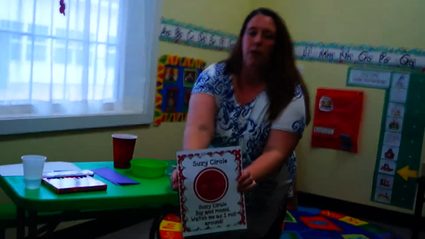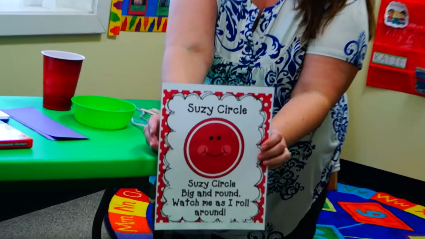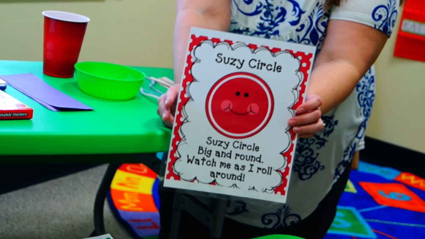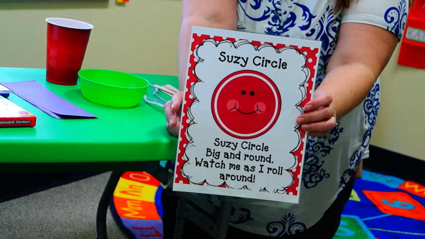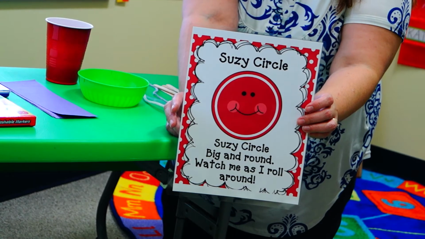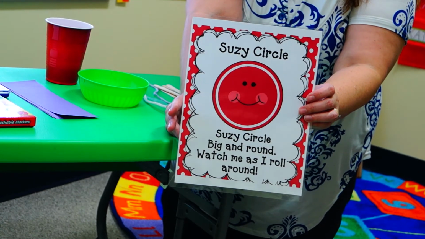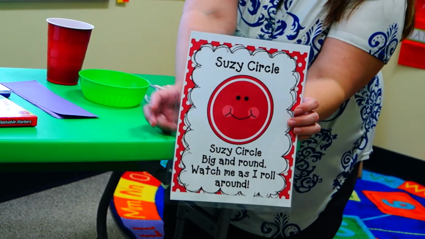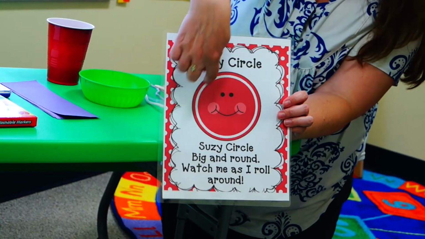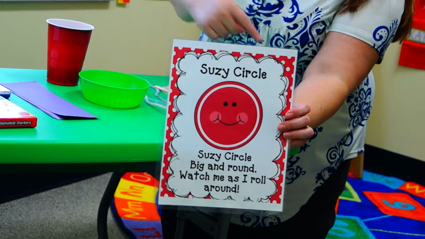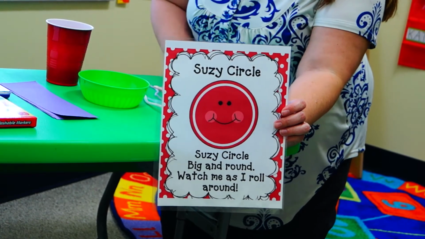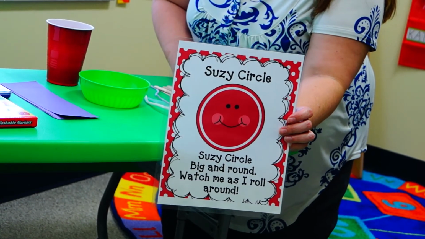So this looks like the shape of our button. And this is Susie Circle. So big Susie Circle, big and round. Watch me as I roll around. See, friends? A circle is round. So just like Pete's buttons, it can roll. Are there other things in your home that look like a circle?